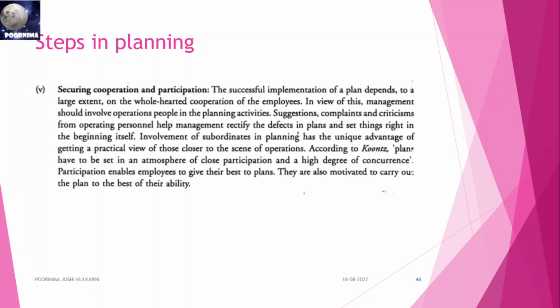Securing cooperation and participation. Successful implementation of the plan depends to a large extent on the wholehearted cooperation of the employees. Employee cooperation in executing the plan is very important. They should accept it. The management should involve the operations people in planning it. Then they'll accept it. They'll think that it is their own activity. Then they'll work on it willingly, and it gives huge success. Suggestions, complaints, and criticisms from the operating management rectify the defects in the plans and set things right in the beginning itself.